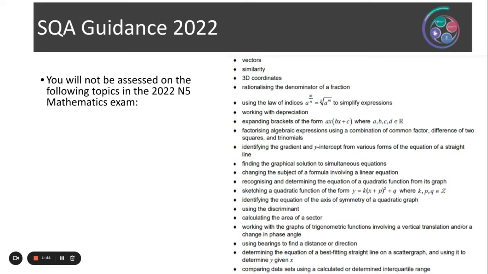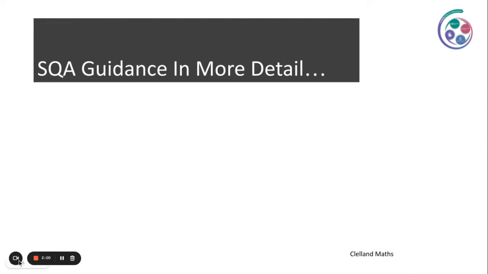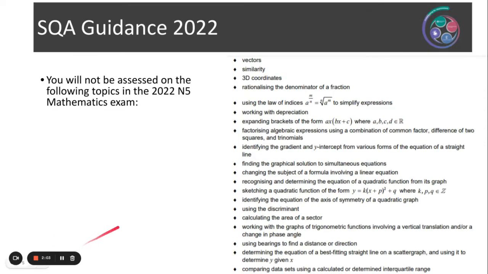In the week beginning the 7th of March, the SQA released guidance on topics that would not be assessed in the 2022 National 5 Maths exam. So let's have a look at that just now. The first 3 topics on this list, vectors, similarity, 3D coordinates, were always out of being assessed. We knew about them at the beginning of August.